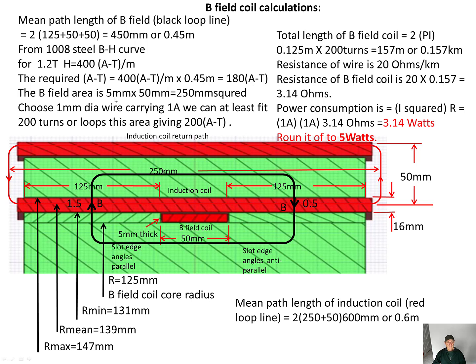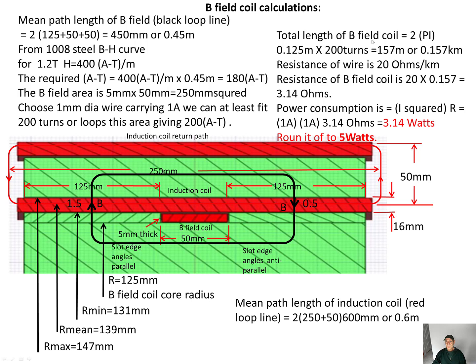The B field area, this is the B field, is 5 millimeters by 50 millimeters long, and it's 250 millimeters squared. Choose 1 millimeter diameter wire carrying 1 amp. We can at least fit 200 turns or loops in this area, giving it 200 ampere turns. So we've got capacity for 200 ampere turns here.